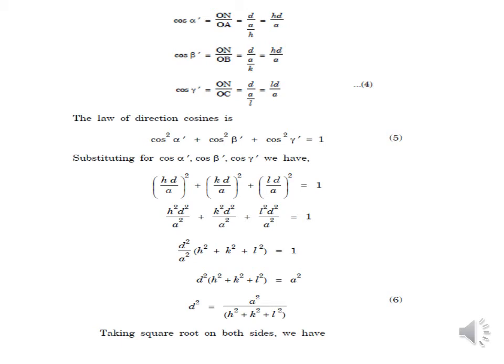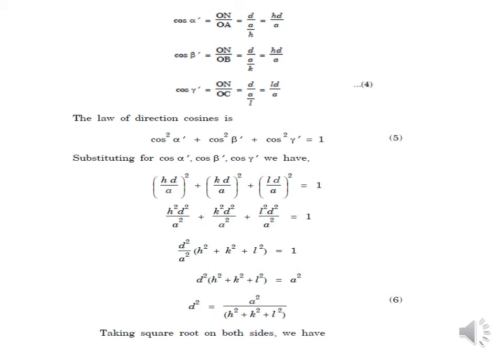The law of direction cosines is cos squared alpha dash plus cos squared beta dash plus cos squared gamma dash equals 1. Consider this equation number 5. Substituting these values for cos alpha dash, cos beta dash, cos gamma dash into equation number 5, we have (hd by a) whole squared plus (kd by a) whole squared plus (ld by a) whole squared equals 1. Simplify this equation: h squared d squared by a squared plus k squared d squared by a squared plus l squared d squared by a squared equals 1.